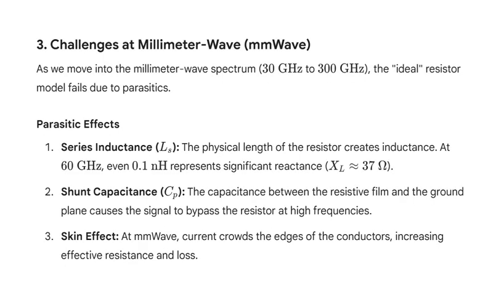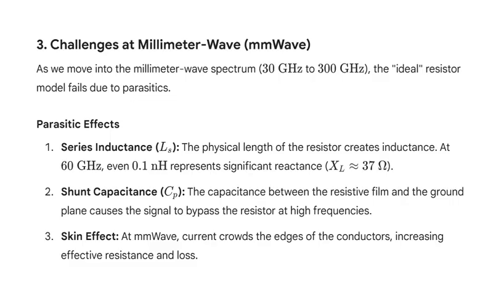3. Challenges at millimeter wave. As we move into the millimeter wave spectrum, 30 GHz to 300 GHz, the ideal resistor model fails due to parasitics. Parasitic effects. 1. Series inductance, Ls. The physical length of the resistor creates inductance. At 60 GHz, even 0.1 nanohenry represents significant reactance, XL approximately 37 ohm.